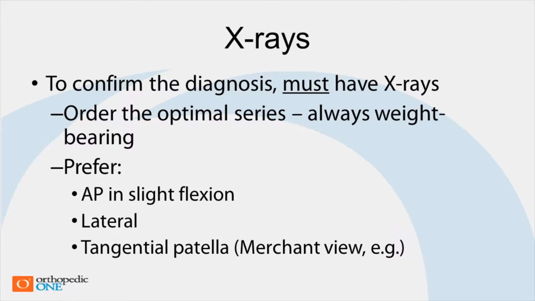Now, x-rays. Really to confirm the diagnosis of osteoarthritis, we must have x-rays. You've heard that before in the shoulder, and we're going to say that with the knee as well. It's important that we order an optimal series of x-rays, and the most important thing for diagnosing arthritis in the knee is to have a weight-bearing x-ray. Every x-ray department knows how to do it, but if it's not part of the standard protocol, it needs to be specified. We prefer a series of views which might include an AP weight-bearing view in slight flexion, a lateral, and some view that allows us to look at the patella on tangent, such as a Merchant view.